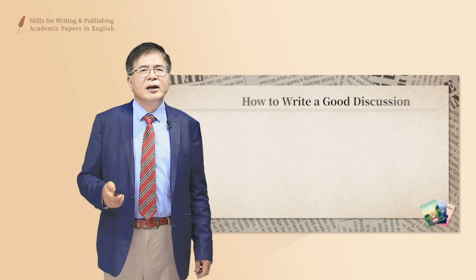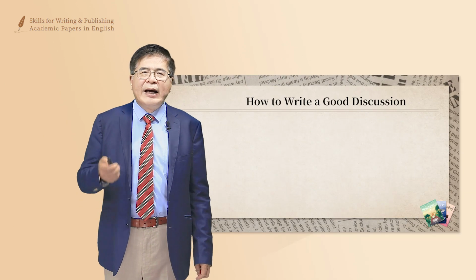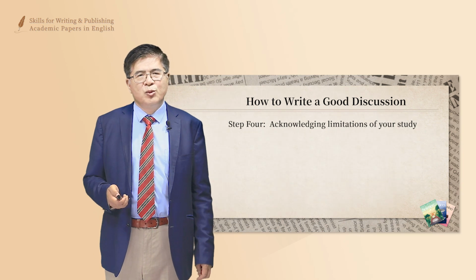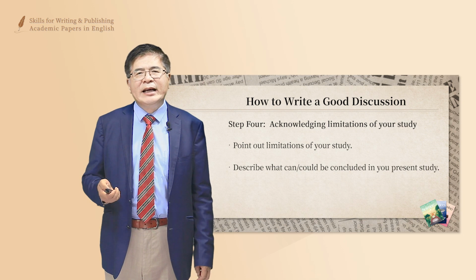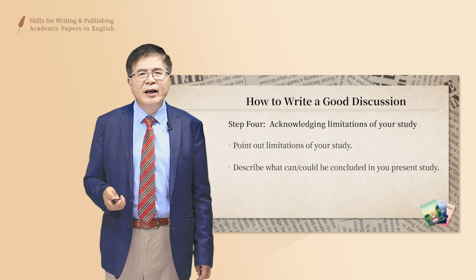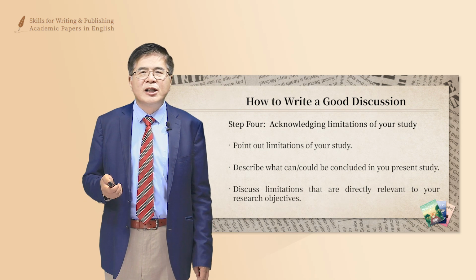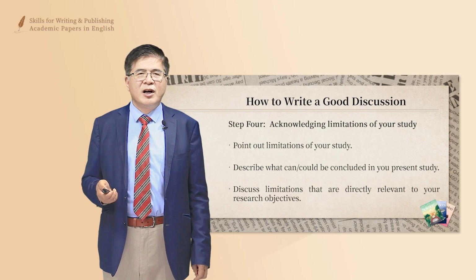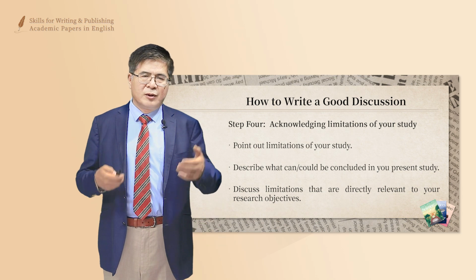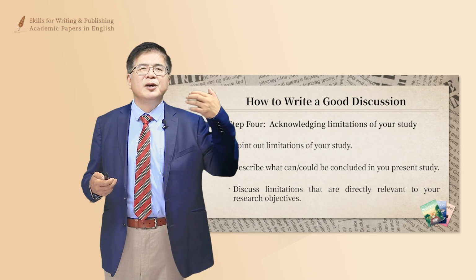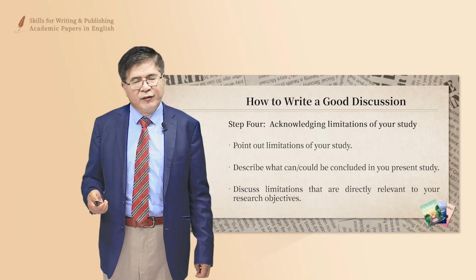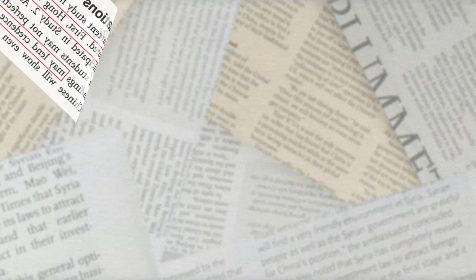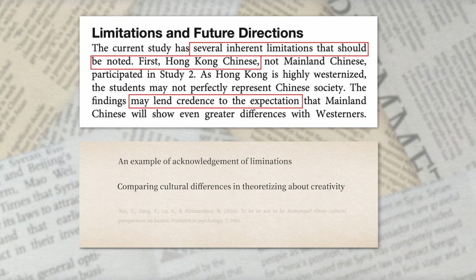Now, step 4 of writing a good discussion is about acknowledging limitations of the study, which means pointing out limitations of your study, describing what can or could be included in your present study, and discussing limitations that are directly relevant to your research objectives. This is a default, which means you really have to go through this procedural writing for this part, and you have to think very carefully to add this. And here is an example of addressing limitations of the study. You can see the part in the red block showing that.